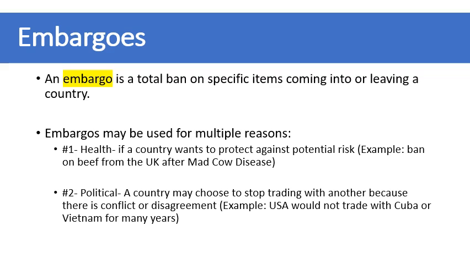So our three trade barriers are tariffs, quotas, and embargoes. Make sure that you understand all three and how they're different from one another, and go ahead and move on with the lesson.